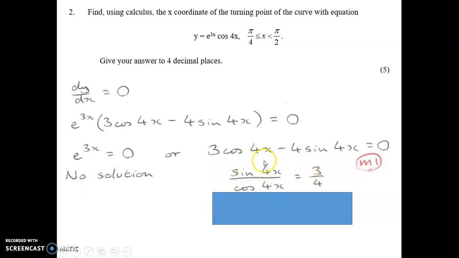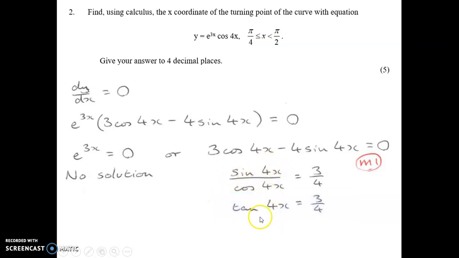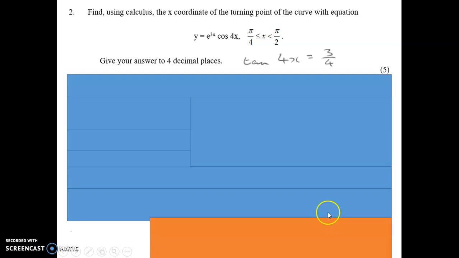And at this point I've got my sine over cosine, so that we know is the same as tangent. So I can say that tan of 4x equals 3/4. And there's another method mark there for trying to solve this equation. So this is what I need to solve.